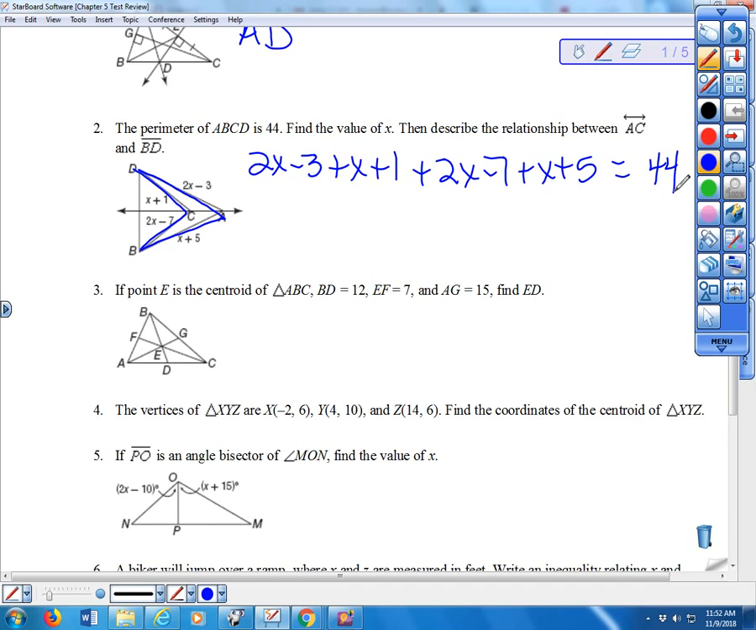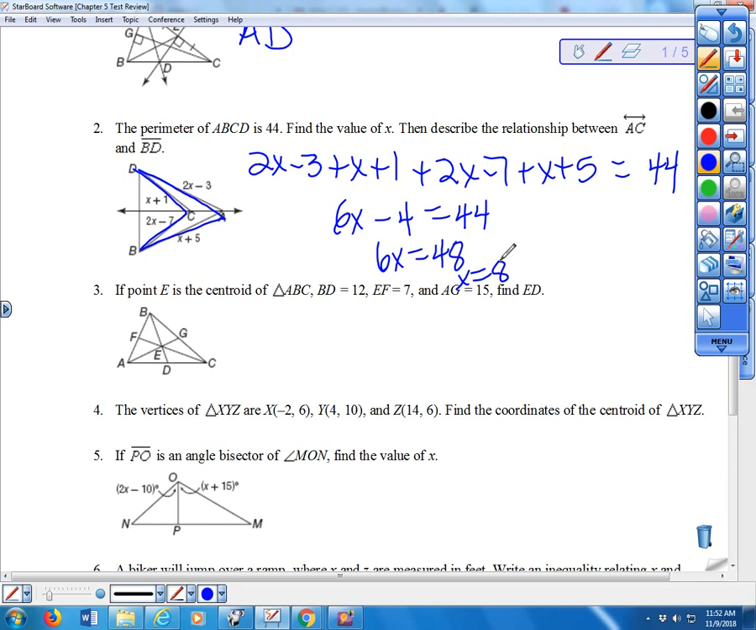So 2x, 3x, 5x, 6x. Negative 3 plus 1 is negative 2. Minus 7 is negative 9. Plus 5 is negative 4. Okay, so that was the first half, solve for x.